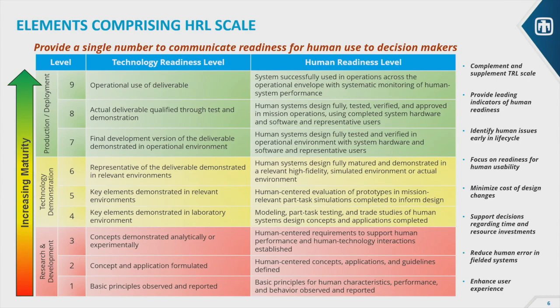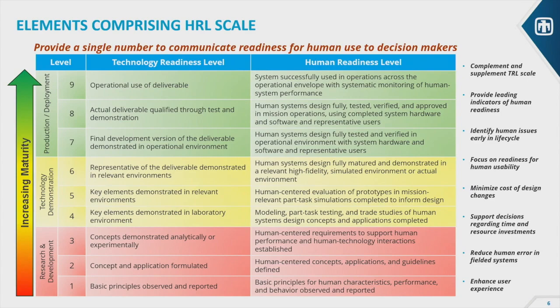It provides leading indicators of human readiness. Instead of waiting until something gets fielded and finding out that users can't really use it, we get that information early and can design things in so that the system is usable. It identifies those issues early in the life cycle and minimizes the cost of design changes. Instead of waiting until, say, TRL 8, when it's basically too late to make changes to the design, we find things out earlier and incorporate them into the design throughout the process.